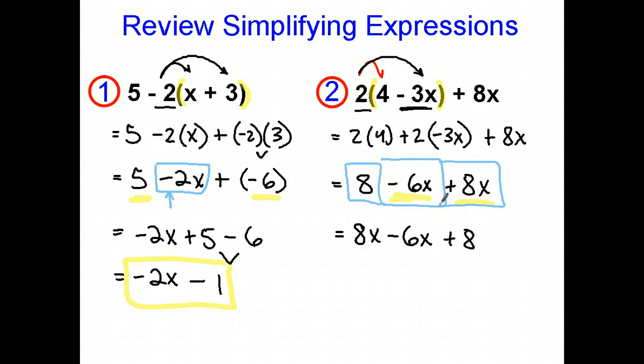So if you look, I took each of those pieces and I have the 8x, I have the negative 6x, and I have the positive 8. So then at this point we can just combine our like terms, and we have 8x take away 6x would give us 2x plus 8.